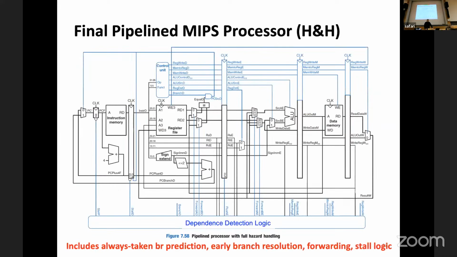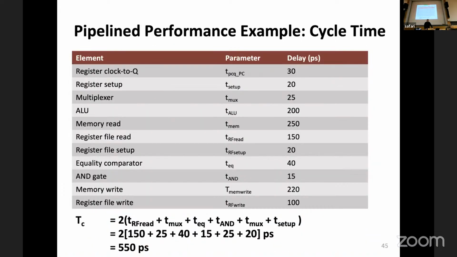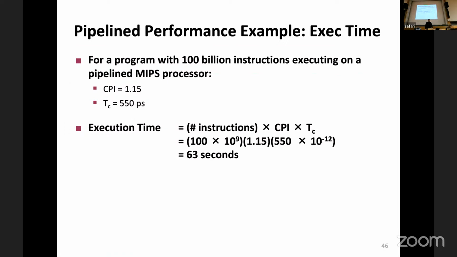Okay. So this is the final pipeline MIPS processor that we covered. And these are the different delay numbers from your book. If you calculate, you will see that the clock period would be 550 picoseconds. So the CPI is 1.15, and the clock cycle is 550 picoseconds. So the execution time would be the number of instructions, which in this example is 100 billion instructions, times the CPI of 1.15, times this clock cycle. So in the end, 63 seconds is the execution time for your pipeline processor in this example.